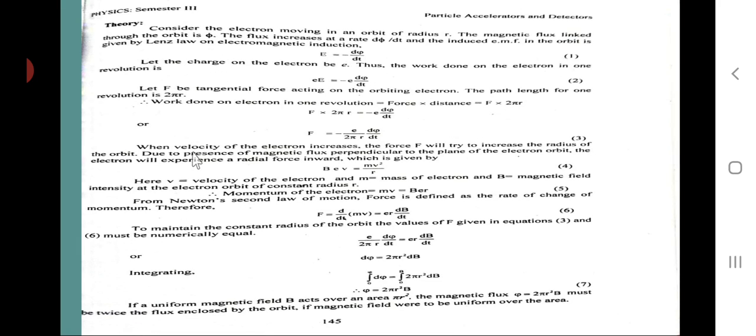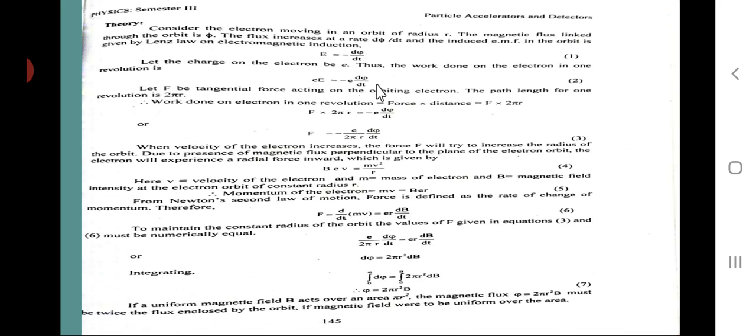Now consider the electron moving in an orbit of radius r. The magnetic flux linked through the orbit is phi. The flux increases at the rate of d phi by dt, and the induced EMF E is equal to minus of d phi by dt. Let the charge be e. Thus, the work done on the electron is given by e into E, which is equal to minus of e d phi by dt.